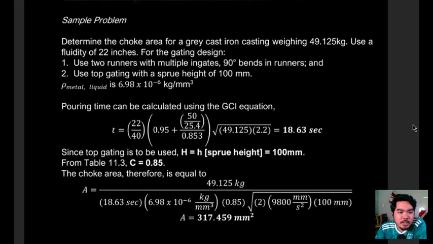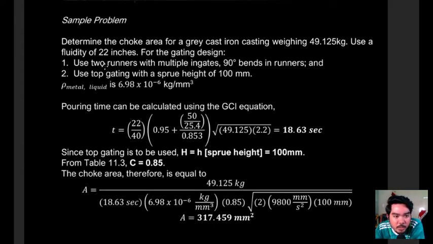Okay, so let's try this sample problem. So we are to determine the choke area of a gray cast iron whose casting weight is 49.125 kilograms, and we are to use a fluidity of 22 inches. Okay? I'm sorry, hindi dapat 2 kilograms, no? Sorry, kilograms. That's correct, no?